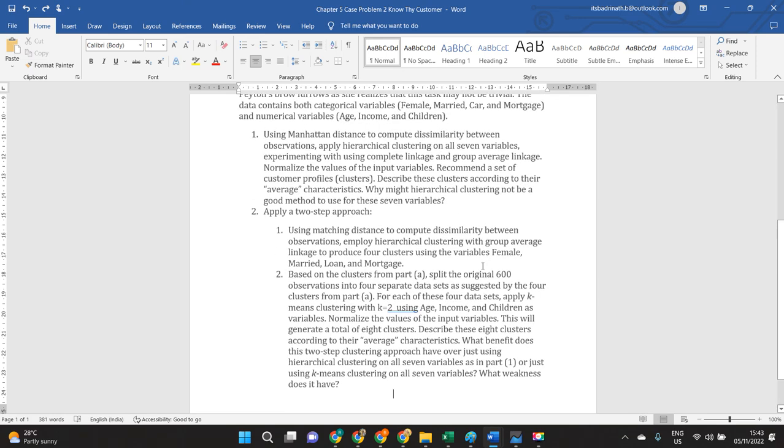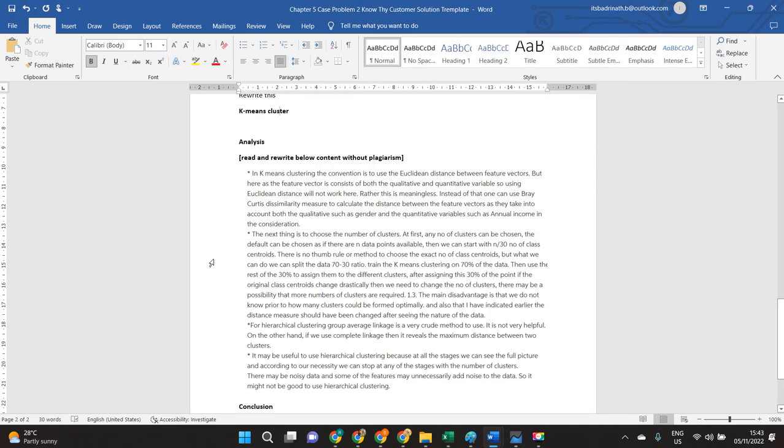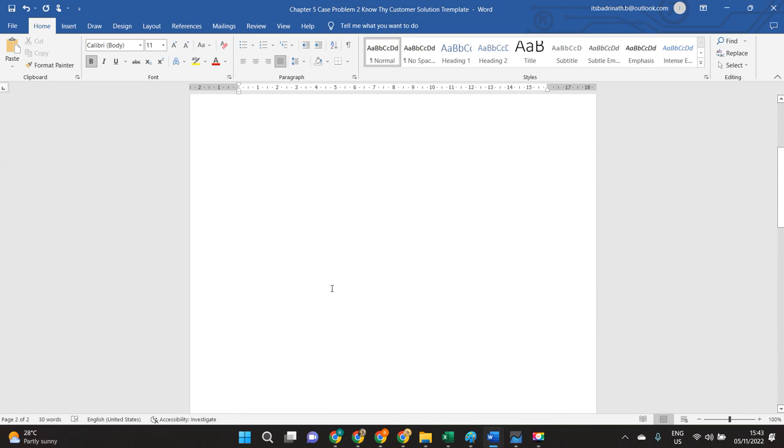That is all about this case. Help yourself. Mostly it is a rewriting kind of thing, so I expect you to write it in a proper way. Make sure you cross-check for plagiarism, and no plagiarism should exist in your document. It should be in report format. Just follow the structure of the report that is given to you.